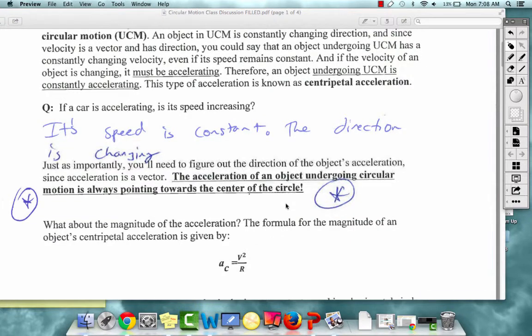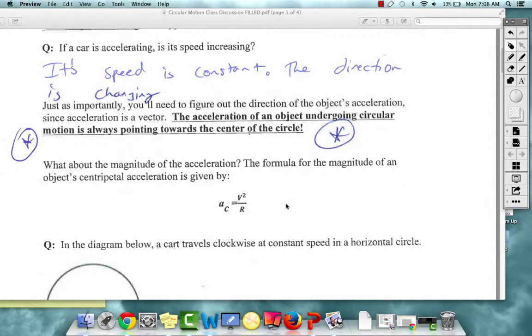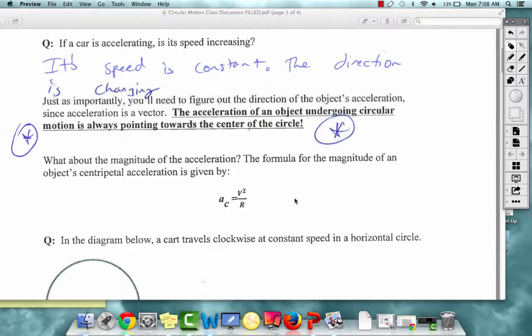To figure out the magnitude of the acceleration, to get a numerical value, we're going to be using this equation right here. The centripetal acceleration equals the velocity squared over the radius. It's a formula you will use quite often in this chapter, so make a mental note of that or write it down someplace, because we use it a lot. Acceleration centripetal equals v squared over r.